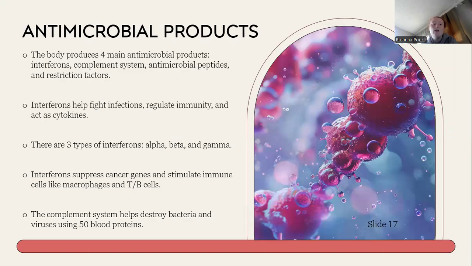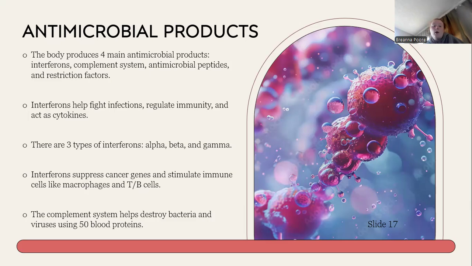Antimicrobial products. The body produces four main antimicrobial products: interferons, the complement system, antimicrobial peptides, and restriction factors. Interferons help fight infections, regulate immunity, and act as cytokines. There are three types: alpha, beta, and gamma. Interferons suppress cancer cells and stimulate immune cells like macrophages and T or B cells.